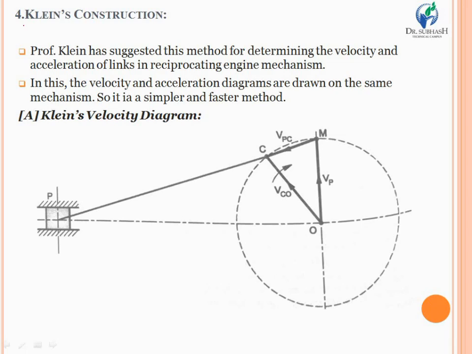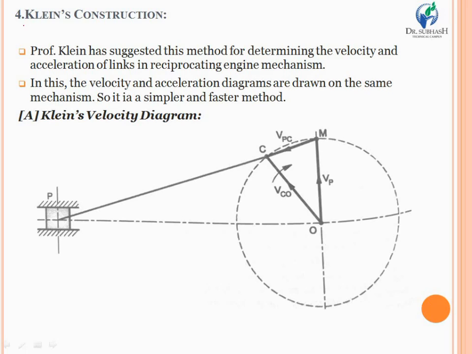Look at the diagram. You have one reciprocating mechanism. So by using Klein's procedure, you can have the velocity and acceleration of various links. In the relative velocity and relative acceleration method in my previous video lecture, we determined the velocity and acceleration of various links by drawing separate velocity and acceleration diagrams. But the special feature of Klein's construction is that there is no need to draw a separate velocity and acceleration diagram.